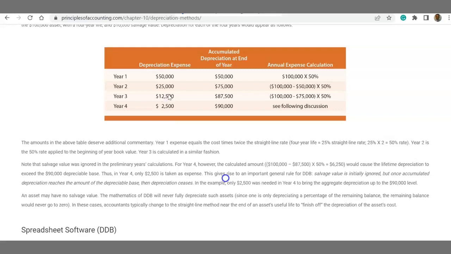So if your estimated salvage value is 20,000, then in year 3, no matter what the calculation is saying here, all you can depreciate is $5,000. So you depreciate 5,000, your accumulated depreciation ends up at $80,000, and you stop in year 4 with 0 depreciation, and your accumulated depreciation will still be $80,000.